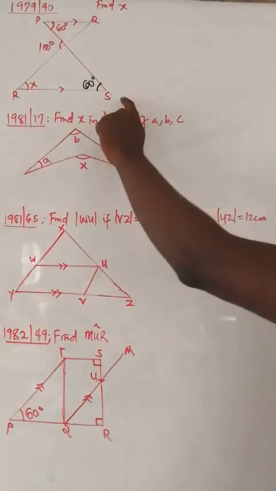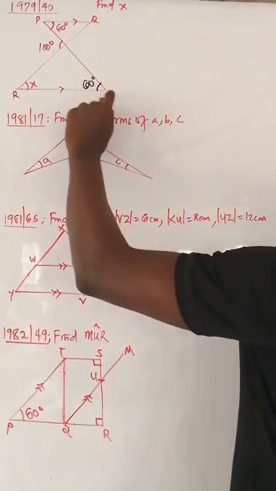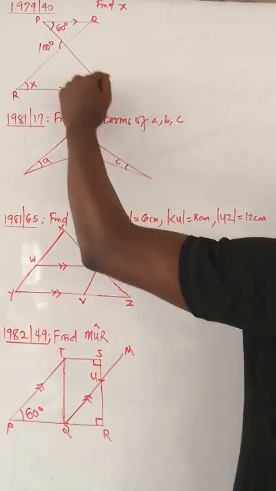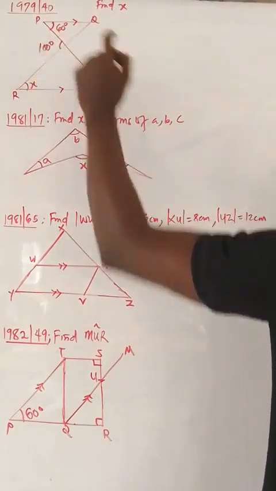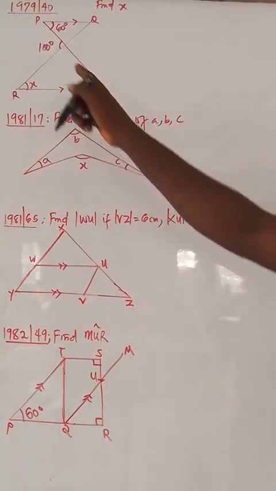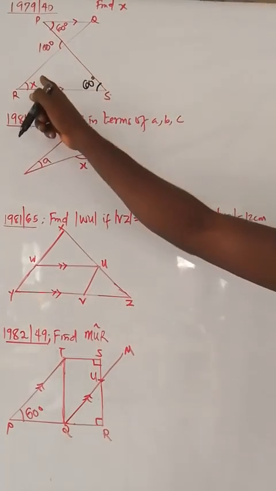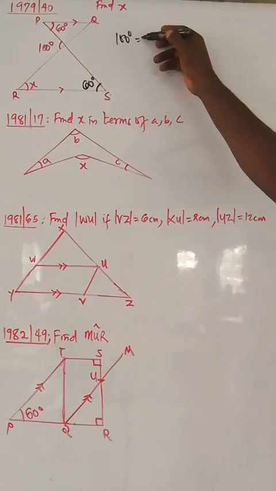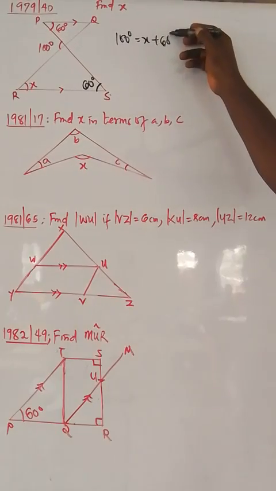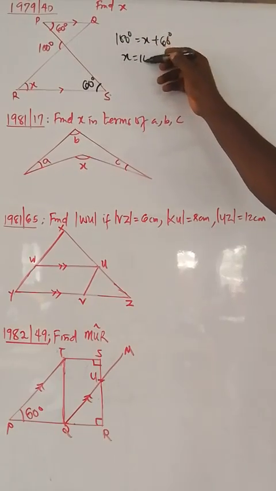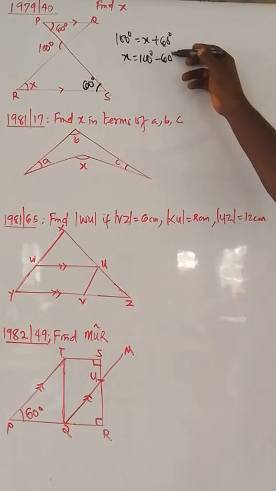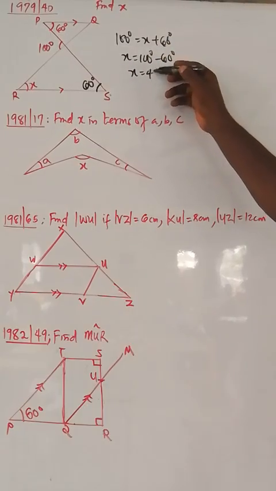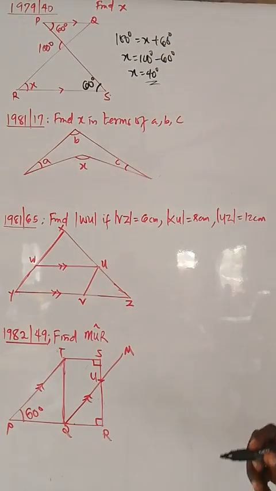Now, this SP is a side of this triangle produced. So this 100 is an exterior angle. And recall, an exterior angle of a triangle equals the sum of the opposite interior angles. So it means 100 degrees equals x plus 60. So x equals 100 minus 60, as simple as that.